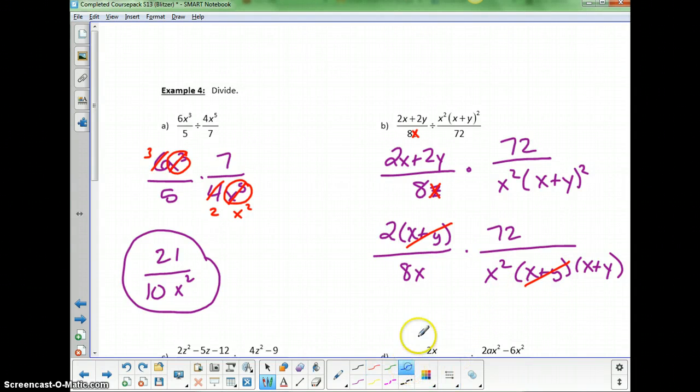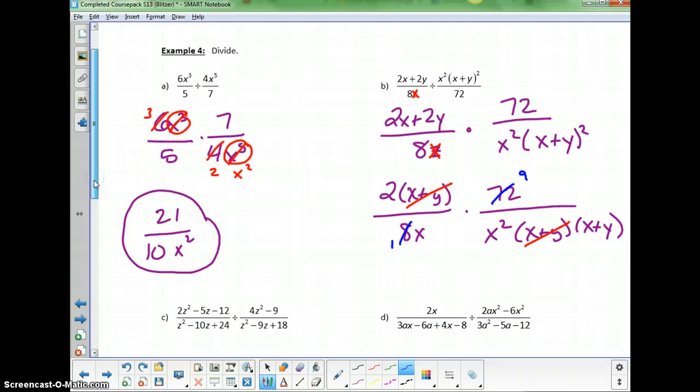Okay? A couple other things. We can divide 8 into 72, goes in 9 times. And nothing else will reduce. Okay, so let's simplify right here. We have 2 times 9 across the top, so 18, over on the bottom, x times x squared would be x cubed times (x plus y). And that would be the simplified answer.